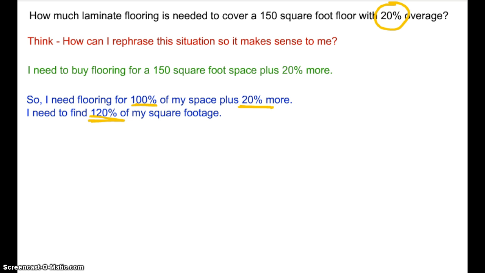A lot of times people will see 20% in the problem and think, oh, I just need to find 20%. In this situation, it's really important that you understand what the problem is asking, and it's not asking for 20%. It's asking for 120%. So it's asking us to find 120% of the square footage.